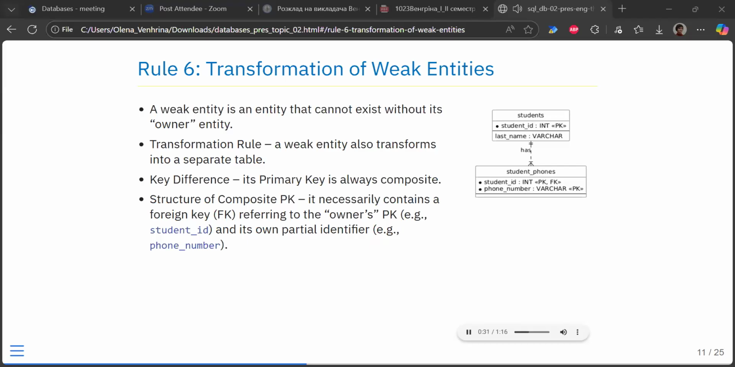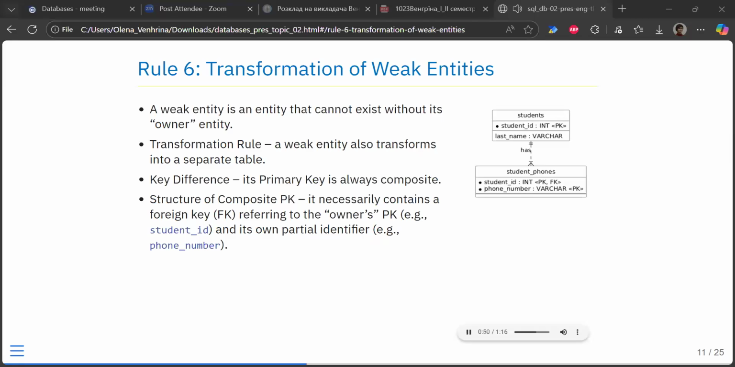The transformation rule here is as follows. A weak entity also turns into its own separate table. But its key difference is the structure of its primary key. Its primary key is always composite. As you can see in this diagram, the primary key of the student_phones table consists of two parts.